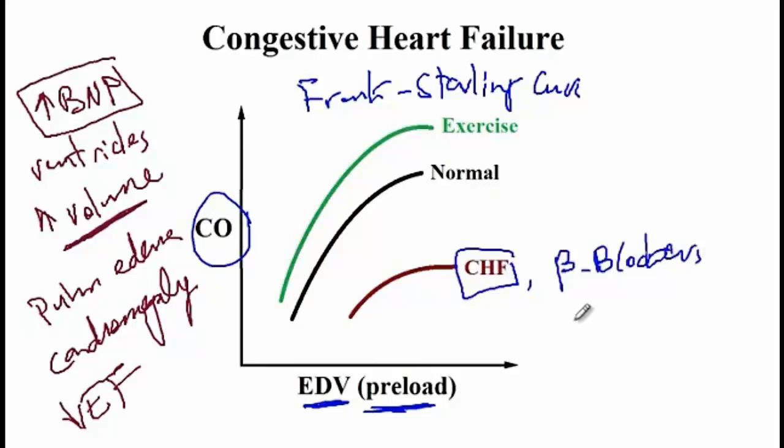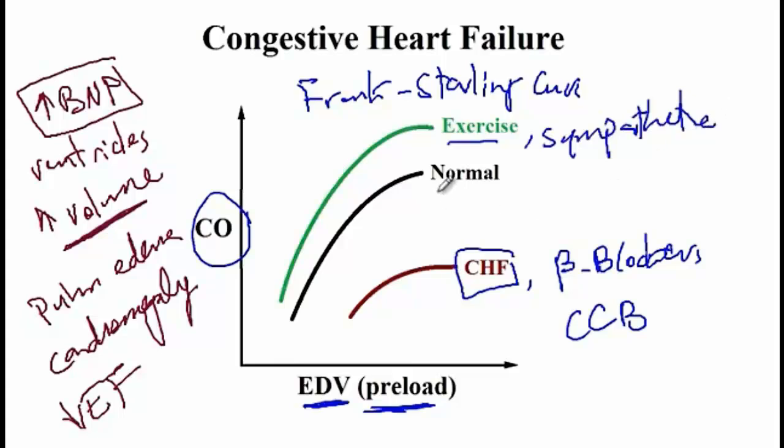Medications that can also cause a similar decrease in the cardiac output include beta blockers, as well as calcium channel blockers like diltiazem and verapamil. Exercise as well as sympathetic stimulation can increase the work of the heart, and then finally we have the normal curve here. So one medication that can be given to these patients with congestive heart failure to improve the work of the heart is digoxin, and I will explain that later during this video.